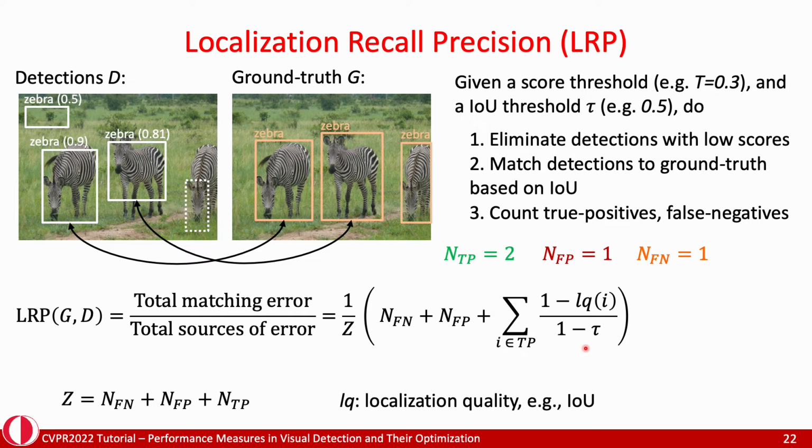Now, suppose all detections were false positives. Then we don't have any true positives or any false negatives. And in that case, LRP would simply be the number of false positives divided by the number of false positives, which is 1, and that is the maximum possible value that LRP can take.